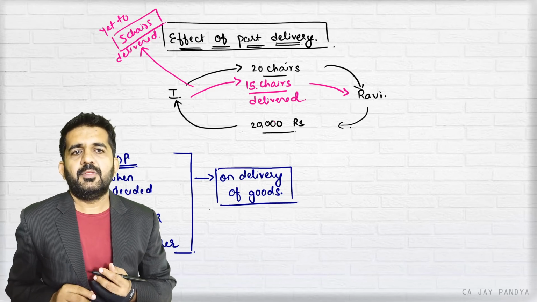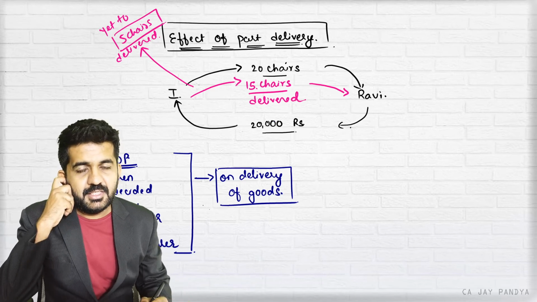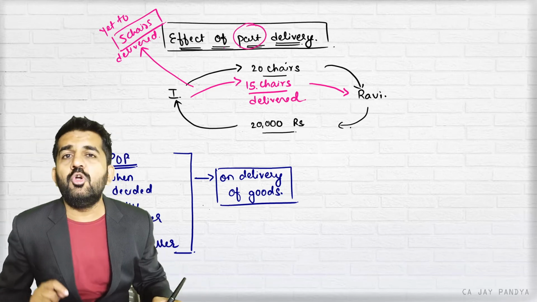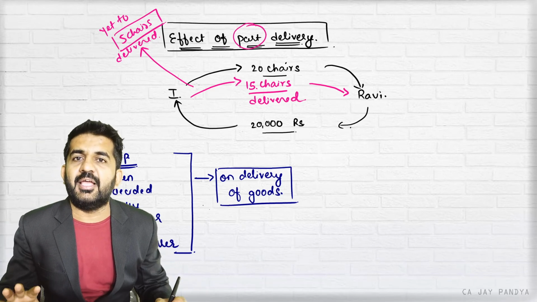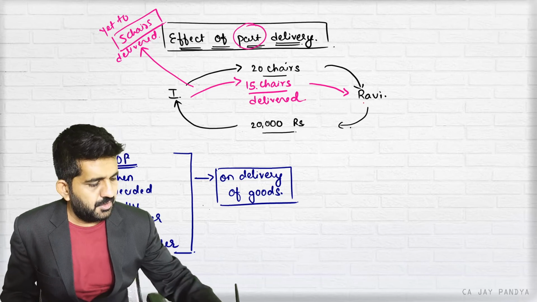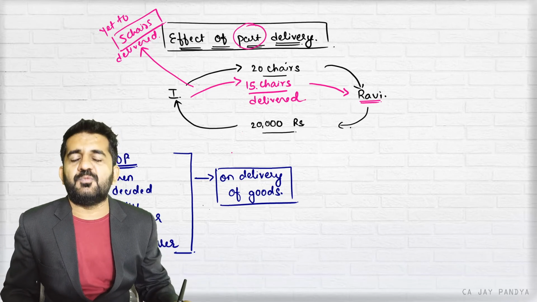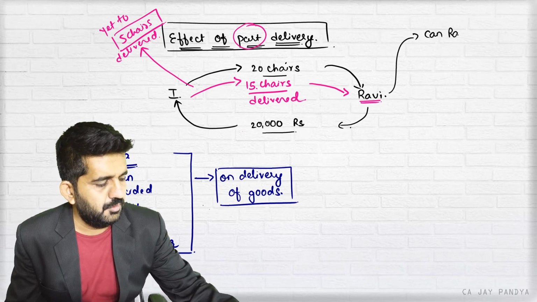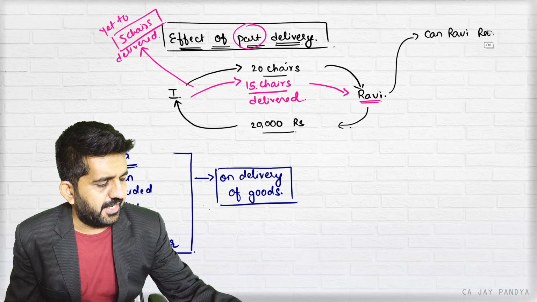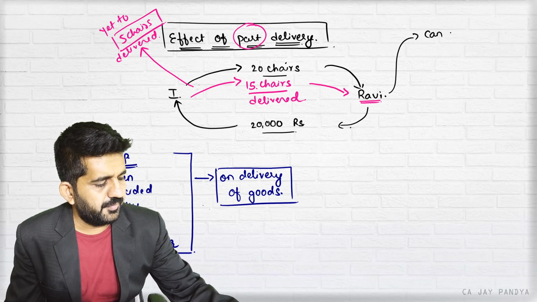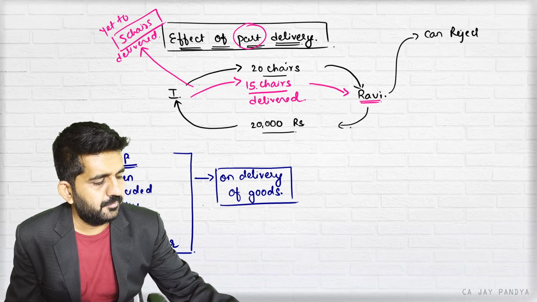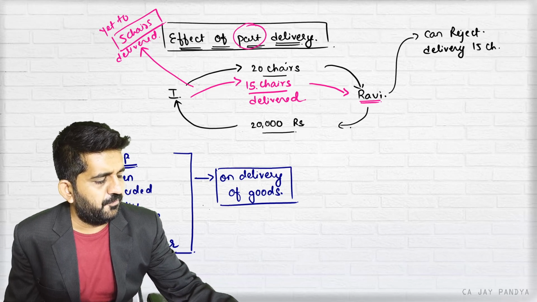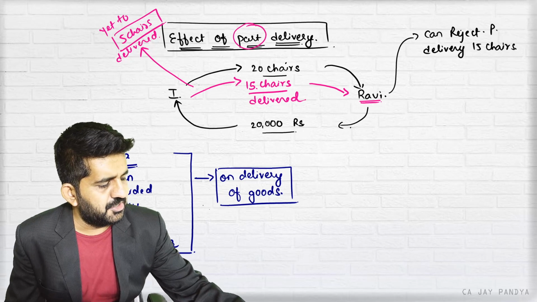The first question arises: is this a part delivery? Yes. I have not delivered 100% of the goods. I have delivered only part of the goods. Can Ravi reject the delivery of 15 chairs? Please try to concentrate. Can Ravi reject delivery of 15 chairs? That is a part delivery.